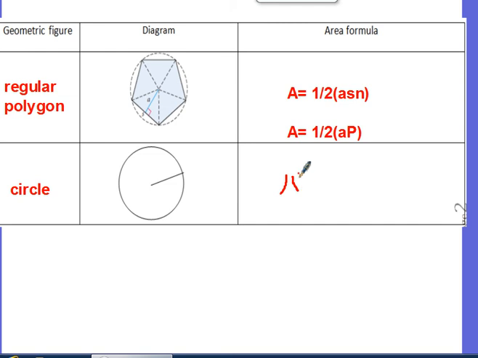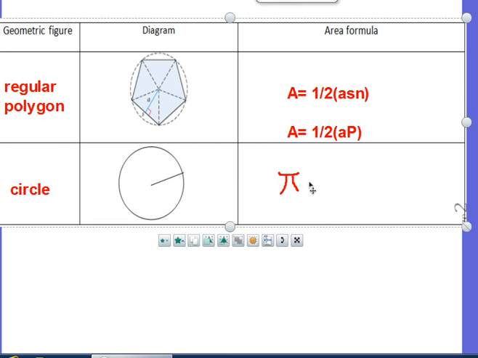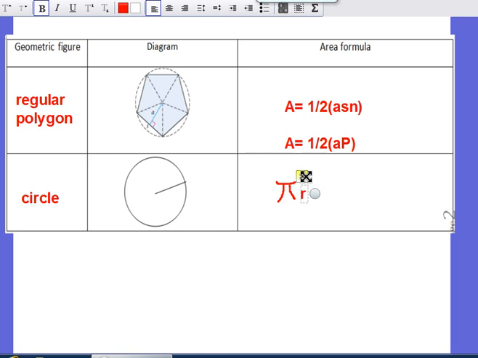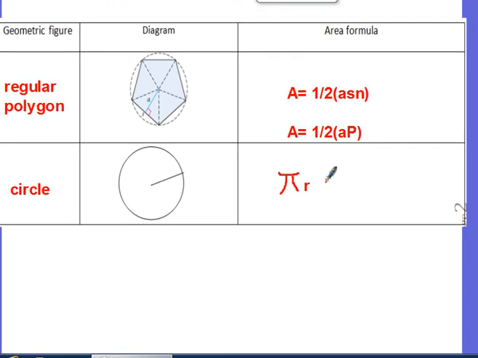Pi looks something like this. It's harder to write with my mouse pad, but that's pretty good. You got to admit, that is a good looking pi. Pi times r, and r is squared. Not as good of a 2, not bad, not as good as the pi, but those are the two equations you need. That's all the equations you need for 8.4 and 8.5.